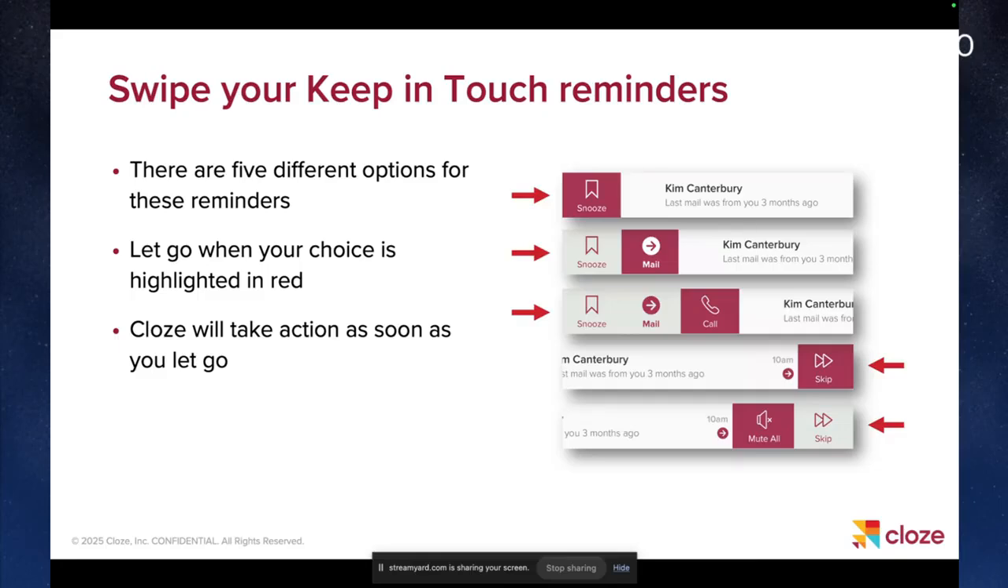If you go the other direction, you can skip. And so you can skip the current cycle. So if you had a weekly reminder, you could skip this week and then we'd get them on the next week. You go a little further, you can mute them.